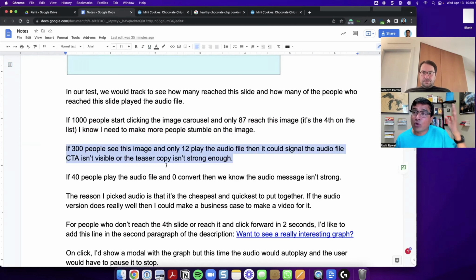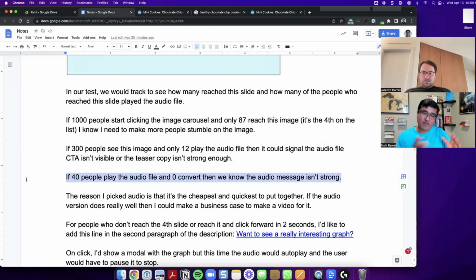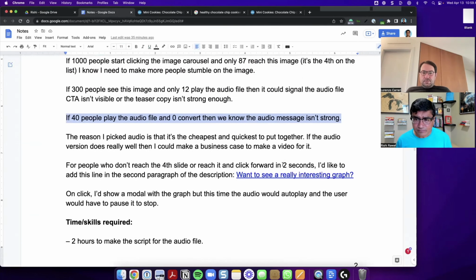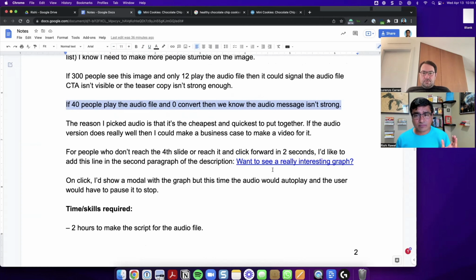Oftentimes we don't even know where the problem is. And then the third one is that if 40 people are playing the audio file, and 0 are converting, then I know that my message is not strong enough. So I would go back and write a new script and explain it differently and see what effect it has. So, all right.